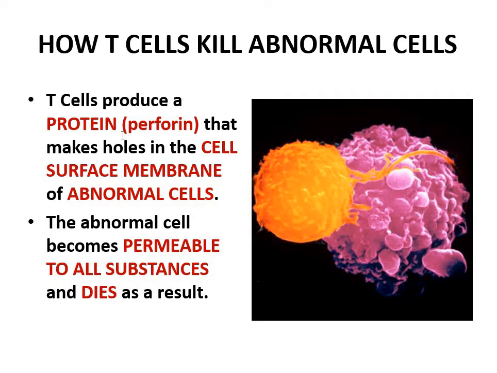How do they kill them? The killer T cells produce this protein, perforin, which breaks down the cell surface membrane, and that allows the movement of substances in and out, which is then going to kill the cell.